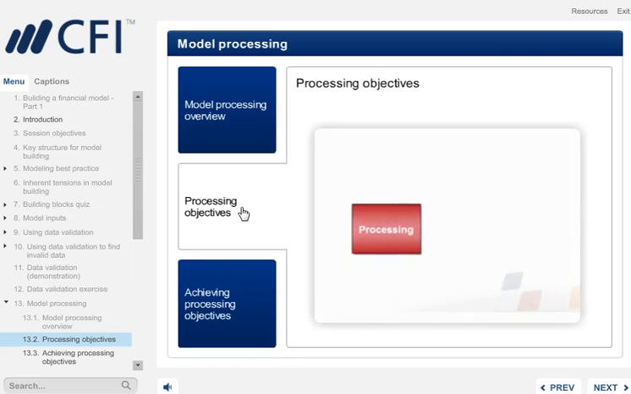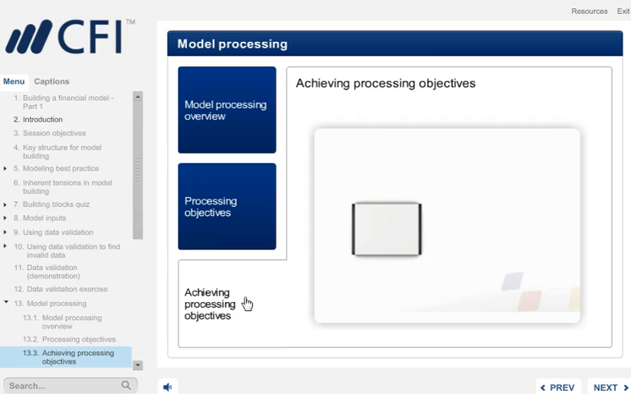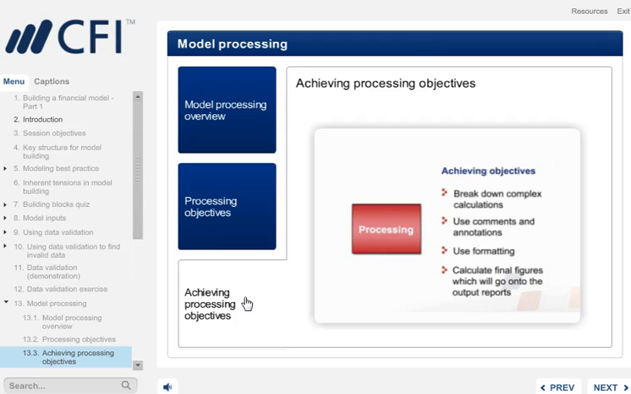Ideally, you want your processing calculations to be easy to maintain, structured to ensure accurate processing, and above all else, transparent so that users understand how the model works. Where possible, break down complex calculations into several steps. Use comments to explain how your financial model works. Use formatting to ensure that formulas are not accidentally overtyped. And finally, calculate final figures on your processing worksheets and then link these figures to your final output sheets. This will make your model easier to follow and audit.